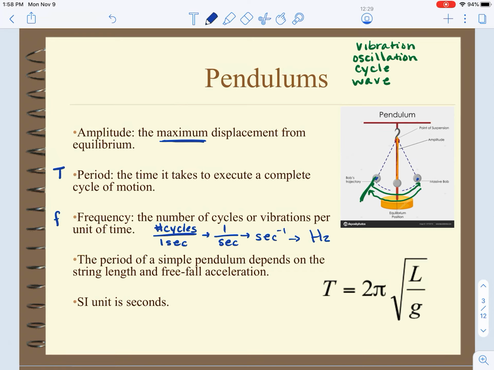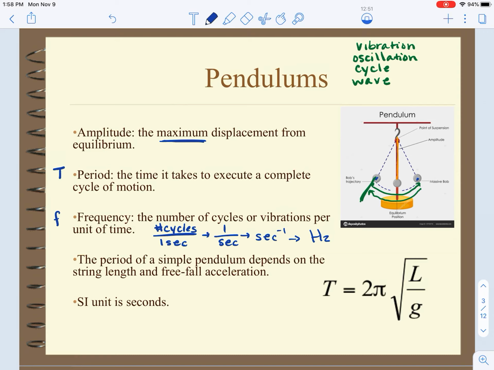But what I need you to know as the unit for frequency is this unit hertz, and we're going to abbreviate that with the capital H, lowercase z. So 1/seconds, seconds to the -1 power, or hertz are all acceptable units for frequency, but we will most often see it written as hertz.